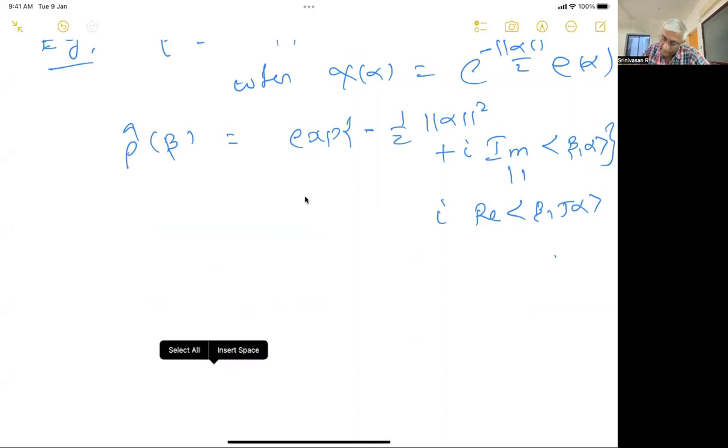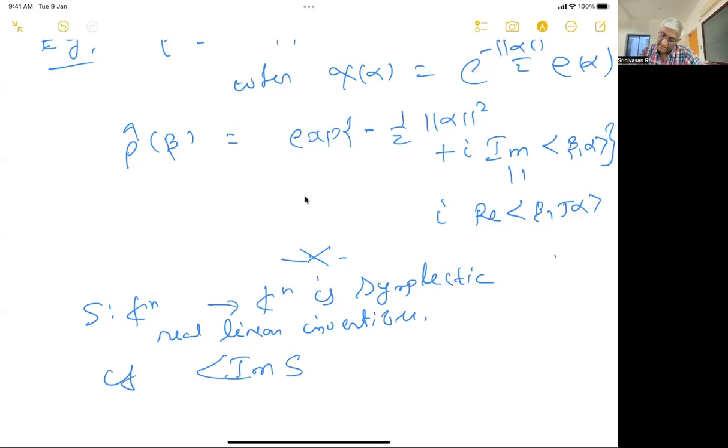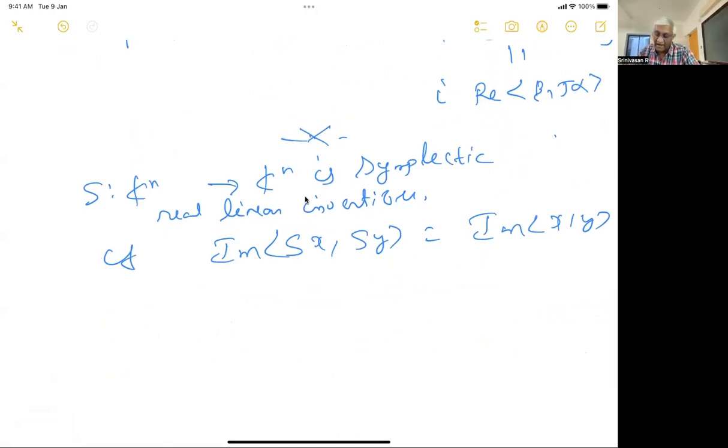So if S from C^n to C^n is real linear and invertible, it is symplectic if the imaginary part of Sx, Sy equals the imaginary part of xy. Then, given any S from C^n to C^n, we defined S naught of any x, y equal to the real part of S of x plus iy, and the imaginary part of S of x plus iy.